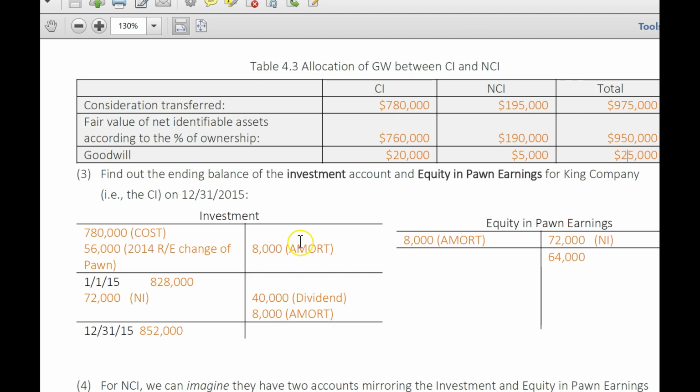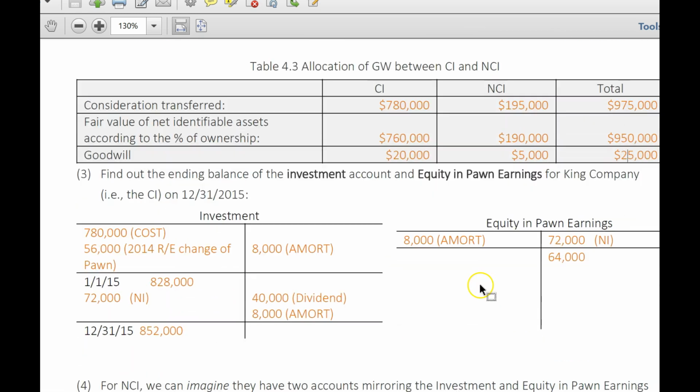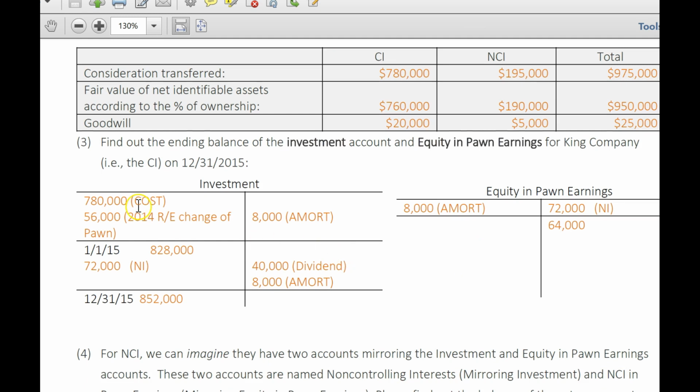Where do we get this 80% of amortization? It is from here. So this is the total amortization of fair value excess. The parent owns 80% of it. So you will see the total cost plus 80% retained earnings change, minus 80% of amortization, plus 80% net income of the 15, minus 80% dividend of 15, minus 80% amortization. That gives you the ending balance of the investment account.